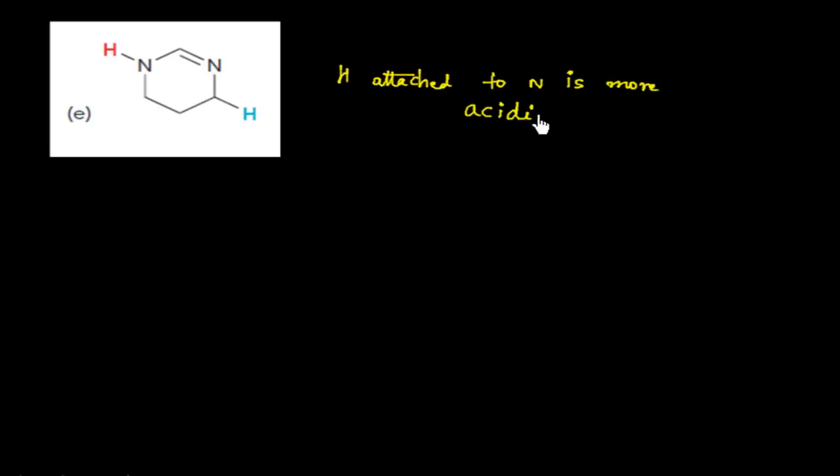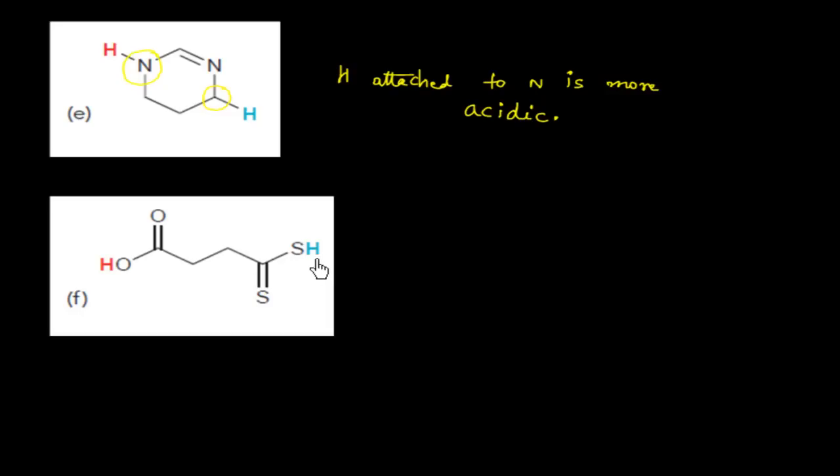And the reason is the same: nitrogen is more electronegative than carbon. So here we have negative charge on carbon, and here we have negative charge on nitrogen, and negative charge on nitrogen is more stabilized. Now in this case, once again, we have negative charge on sulfur, and in this case we have negative charge on oxygen. If we are going down the group oxygen, sulfur, selenium, tellurium, we have to see the size. Sulfur is bigger in size, so it will stabilize more. So this hydrogen is more stable or more acidic.